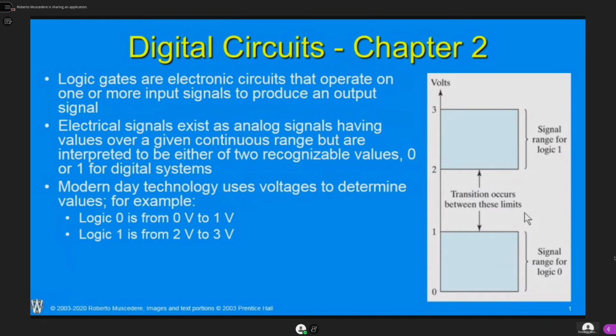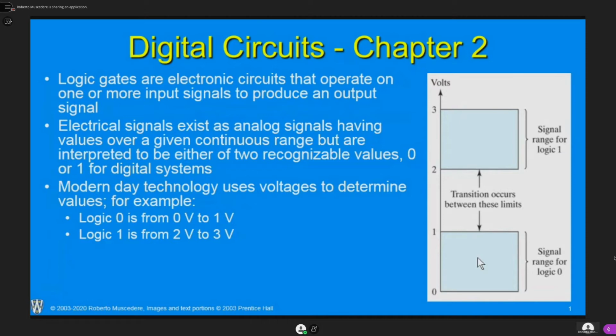Obviously our digital signals or our electronic circuits operate on one or more input signals to produce an output signal. All of our signals exist as analog signals. We just interpret them as 0s and 1s at particular intervals. So in a digital system, first of all, I interpret them as a 0 or a 1. And when do I read them? I only read them at my clock periods.